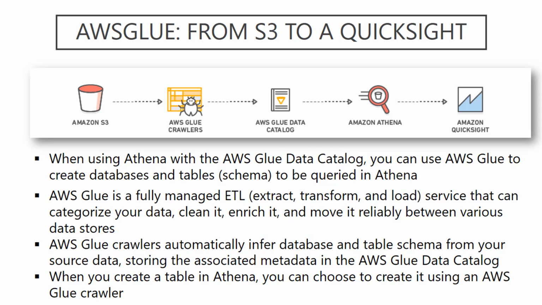If you use the crawler, then it would automatically infer the database and table schema from your source data, storing the associated metadata within the catalog. And when you create a table in Athena, for example, you can choose to create it using the Glue crawler or do it manually. So your data goes from S3 to Glue to Athena, and then of course to your Amazon QuickSight.